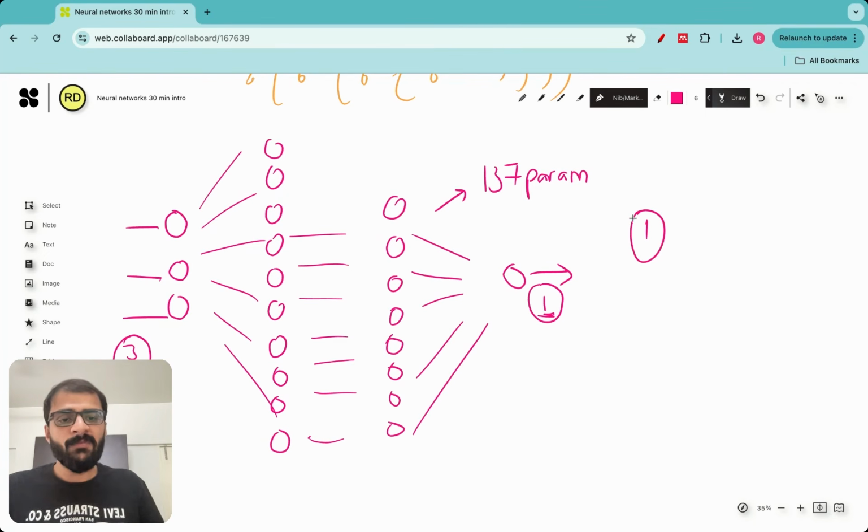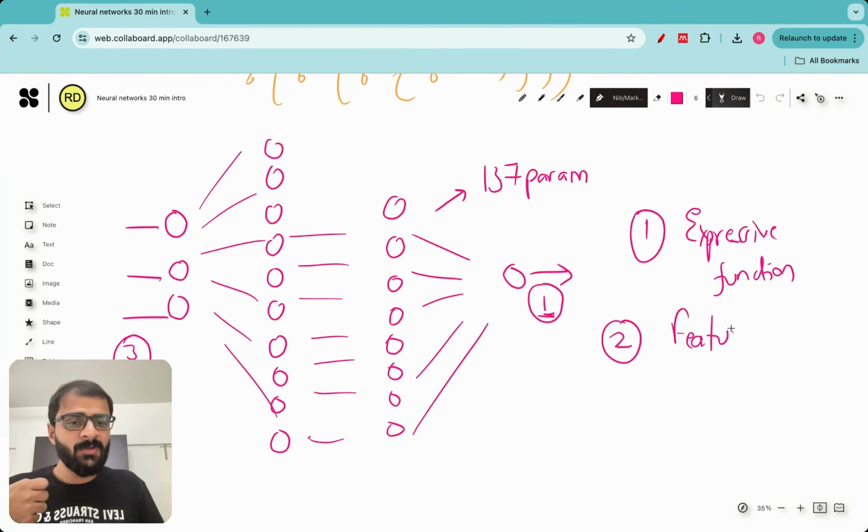Let me just recap those. The first way of looking at a neural network is that it's an expressive function. And the second way of looking at a neural network is that it's just a feature transformation.